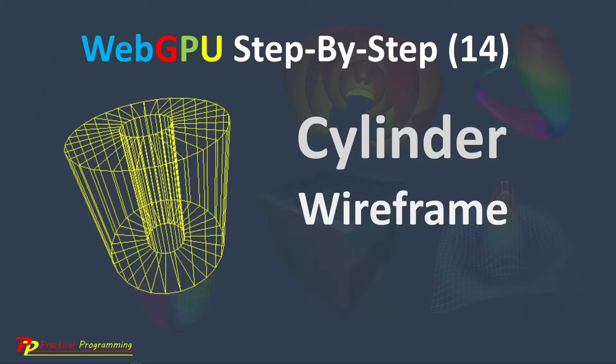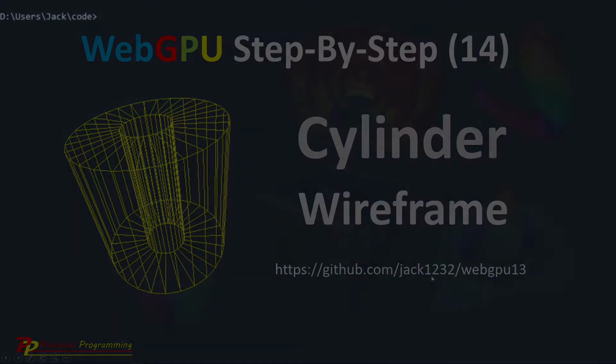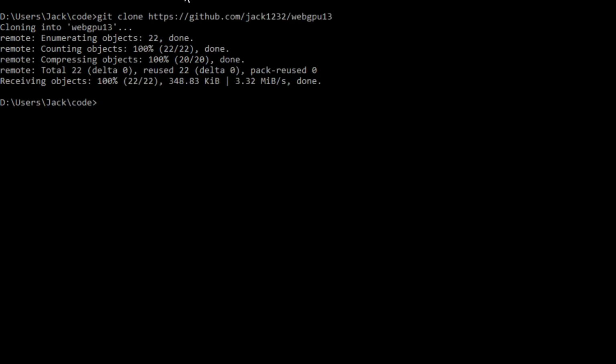Again, we will use the Git tool to clone the source code used in the last video. Here is the download link at the GitHub repository. From this link, you can download all the source code used in the last video. Now, open a command prompt window and run the following command: git clone, and copy this link. This will generate a WebGPU 13 folder on your local machine. This folder contains the source code used in the last video.